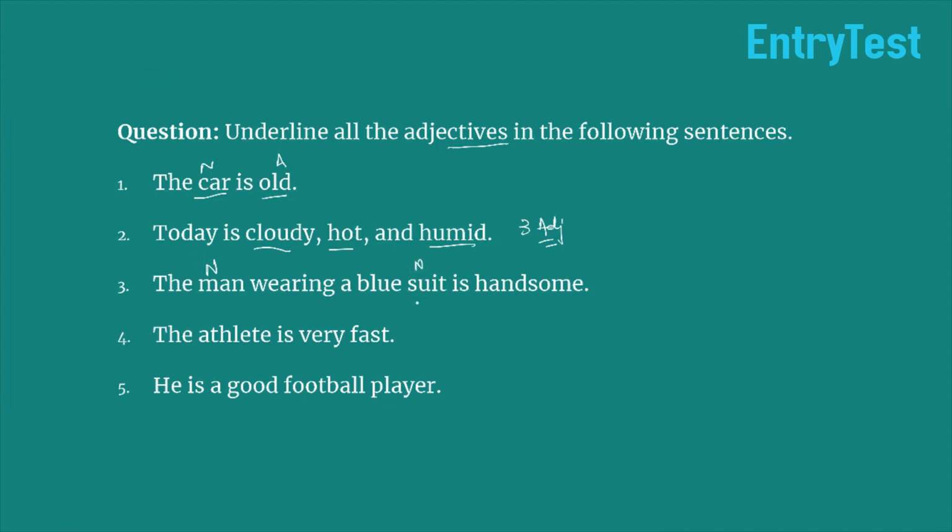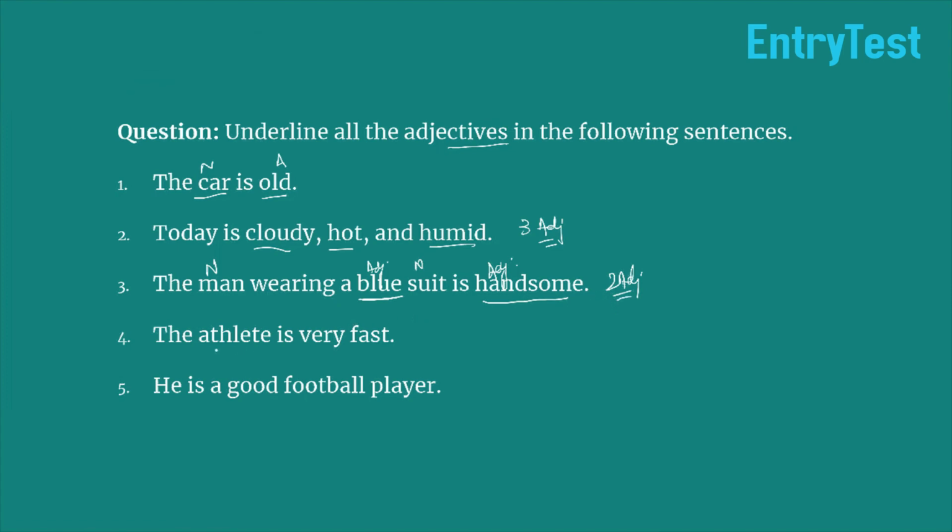Now let's see who is describing these two nouns. So suit is being described by this word blue. So it's a blue suit. So it is an adjective. And the man is being described by the word handsome. So this is also my adjective. So there are two adjectives here. Okay, so I hope this is clear.